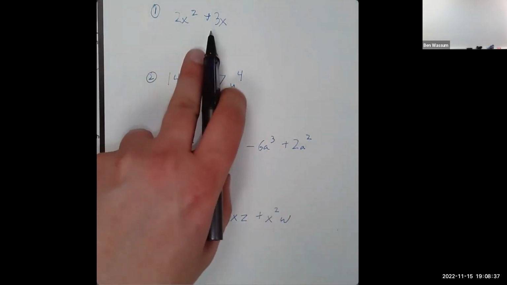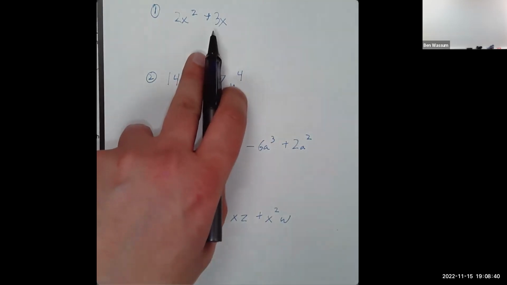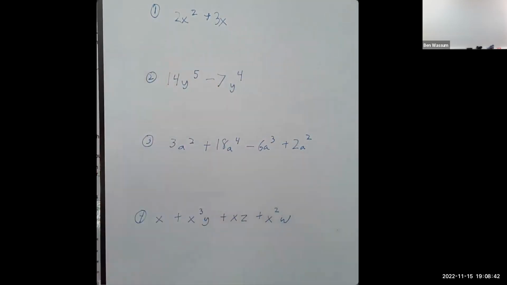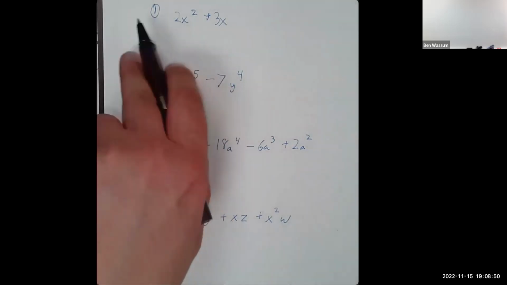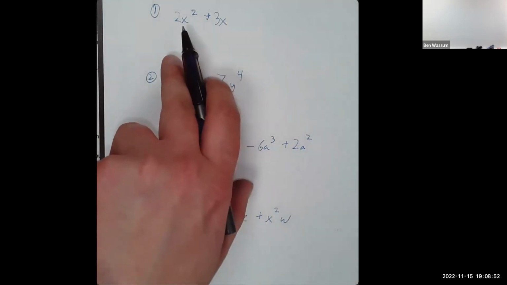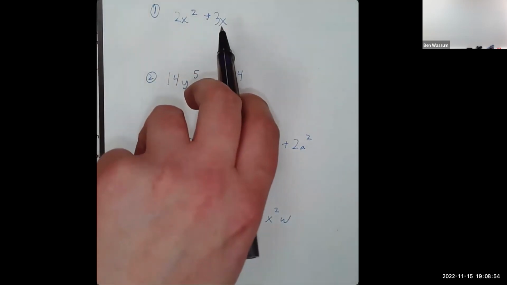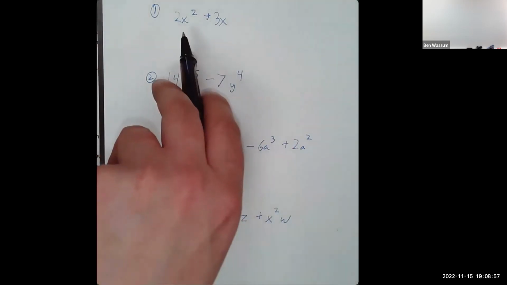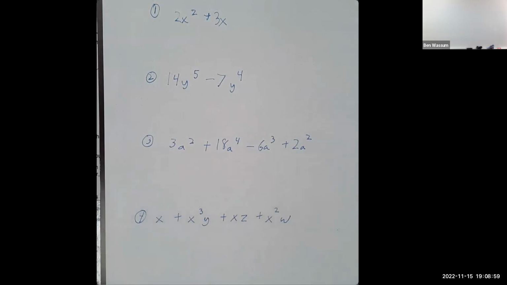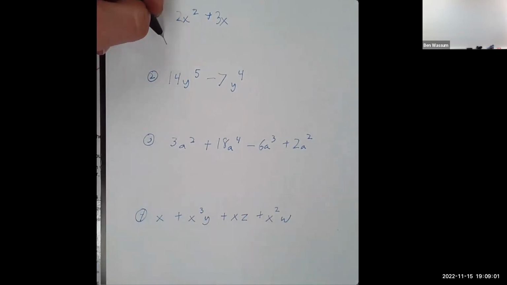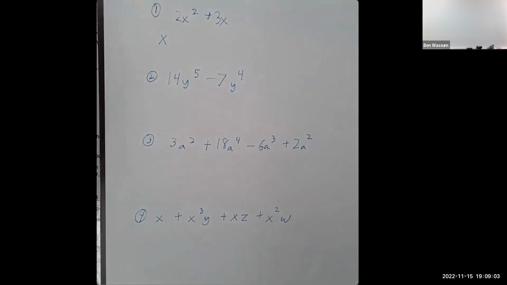Now, between 2 and 3, nothing goes into those, right? There's nothing I can divide equally between a 2 and a 3. So we have nothing in common between those, but for the variables, we have an x squared and an x. Between those, they have an x in common, right? So we know that our greatest common factor is the x.